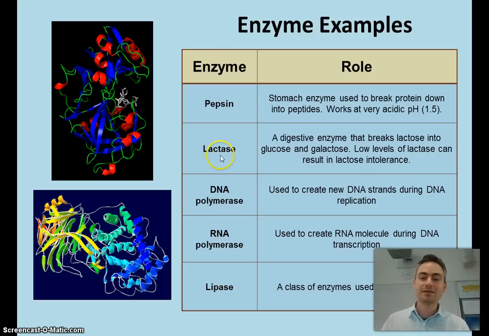So lactase breaks down lactose, that disaccharide found in milk. It breaks it down into its two components. DNA polymerase makes a DNA polymer. It makes a new DNA polymer. RNA polymerase makes an RNA polymer. And lipase breaks down lipids. So you can learn a lot from the name of an enzyme. In fact, you can often predict what the name of enzymes will be.